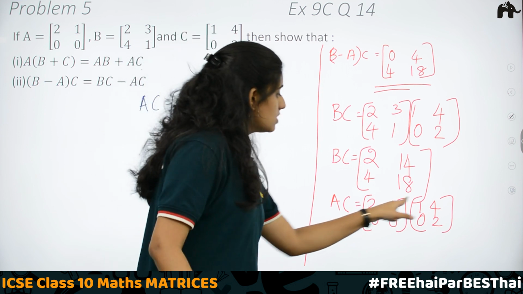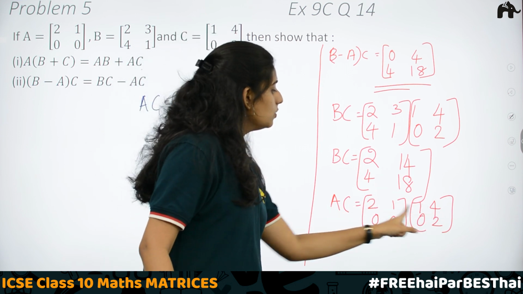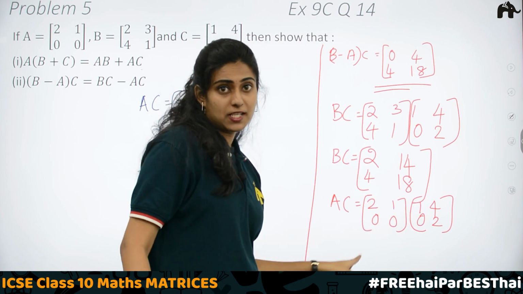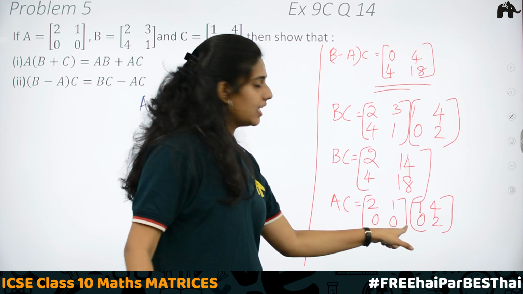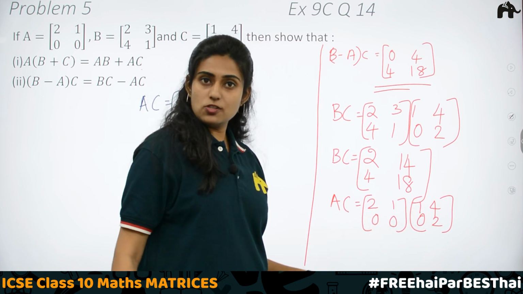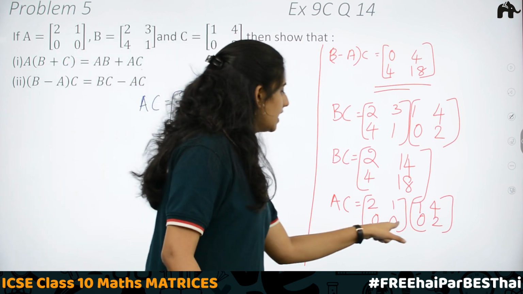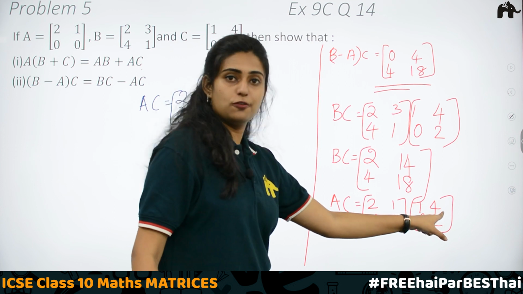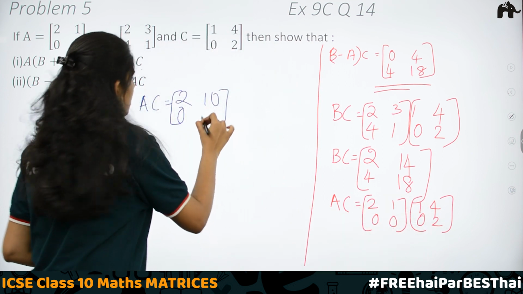Next, first row, second column: 2 into 4, 8 plus 2 into 1, 2. 8 plus 2, 10. Next element, second row, first column: 0 into 1, 0. 0 into 0, 0. 0 plus 0 is 0. Next element, second row, second column: 0 into 4 is 0. 0 into 2 is again 0. 0 plus 0, we get 0.